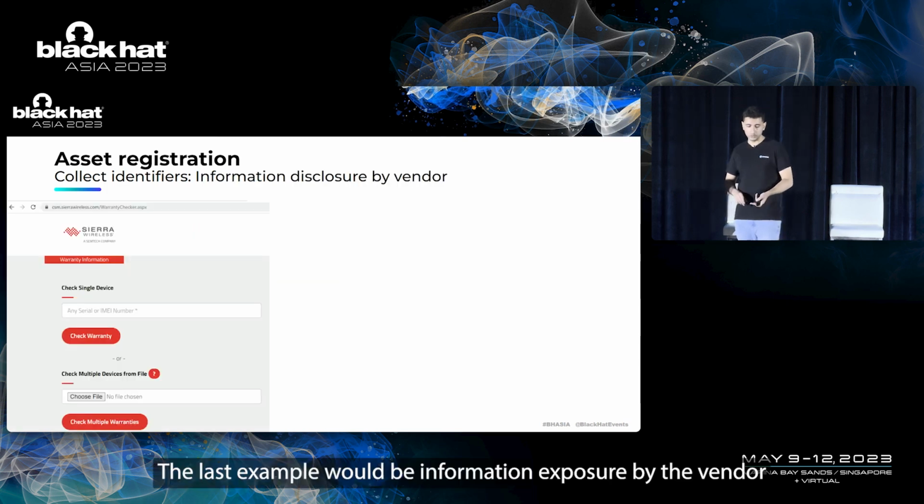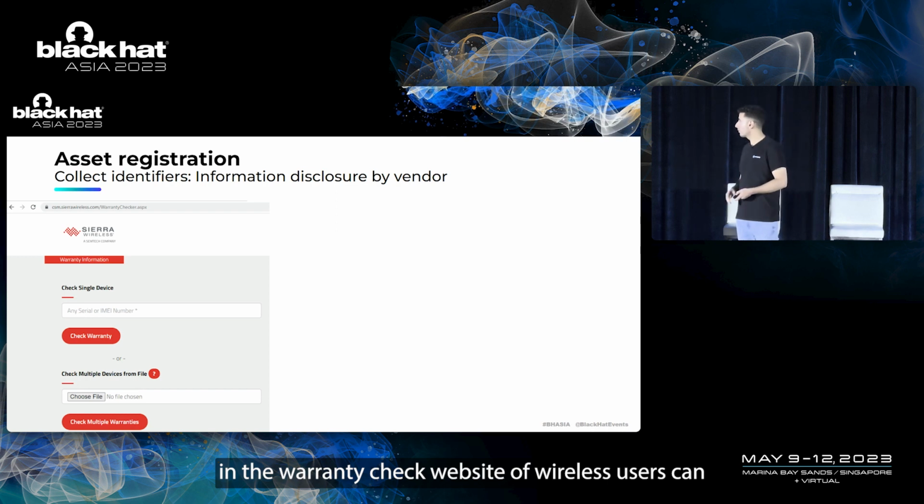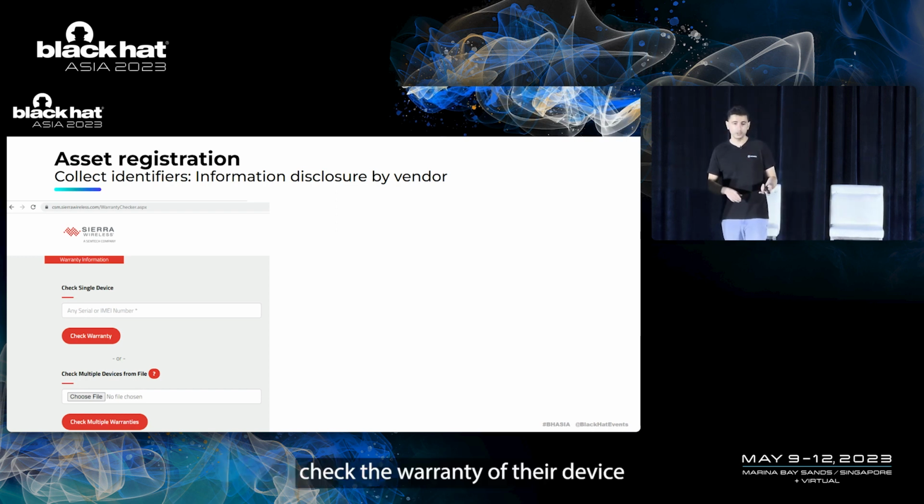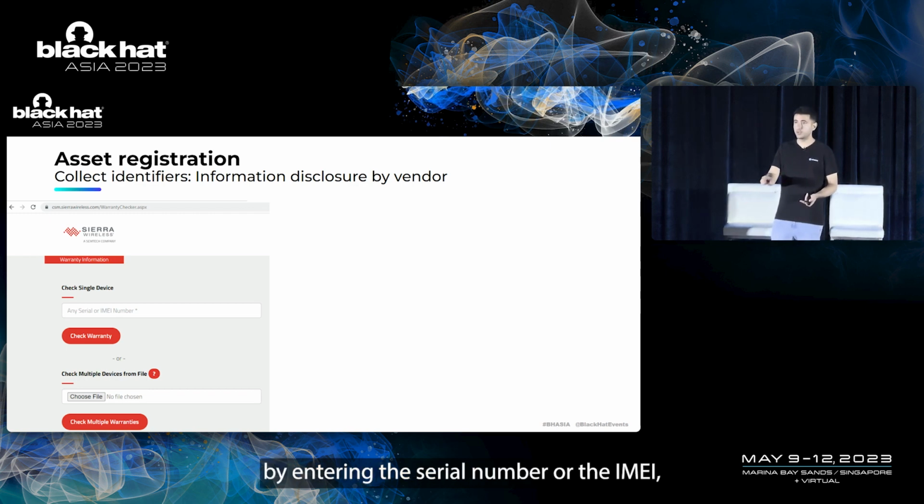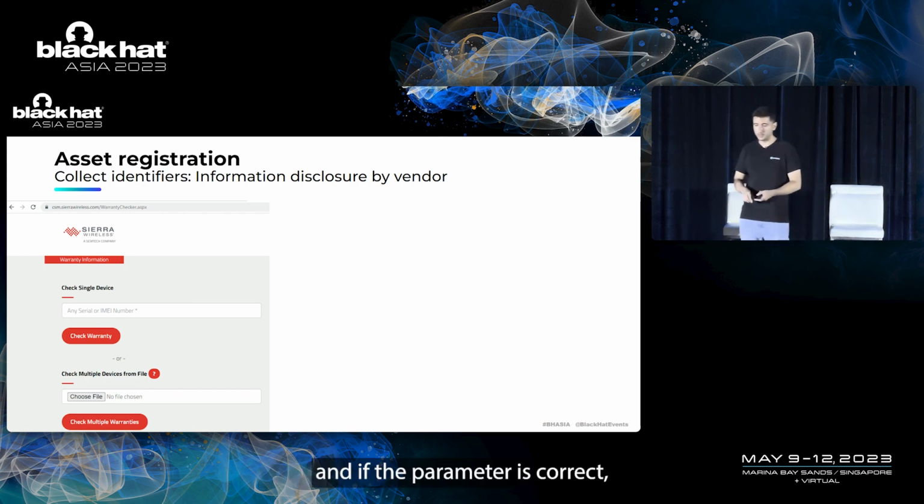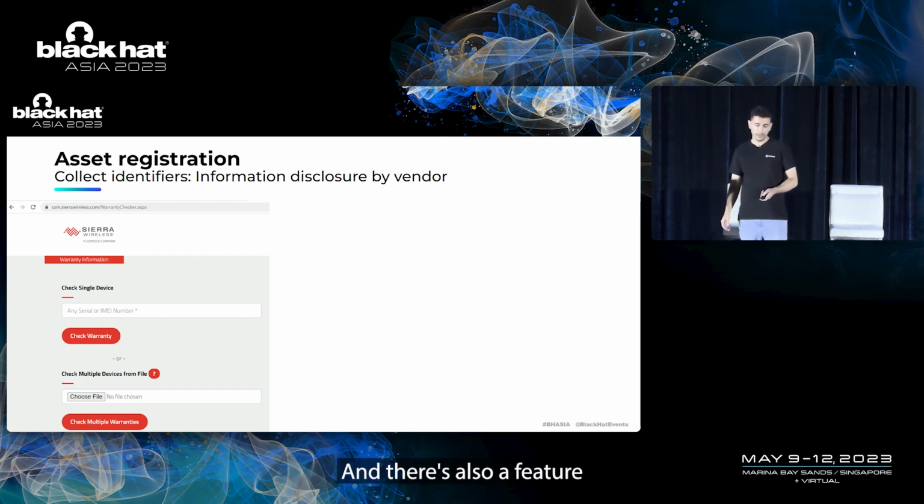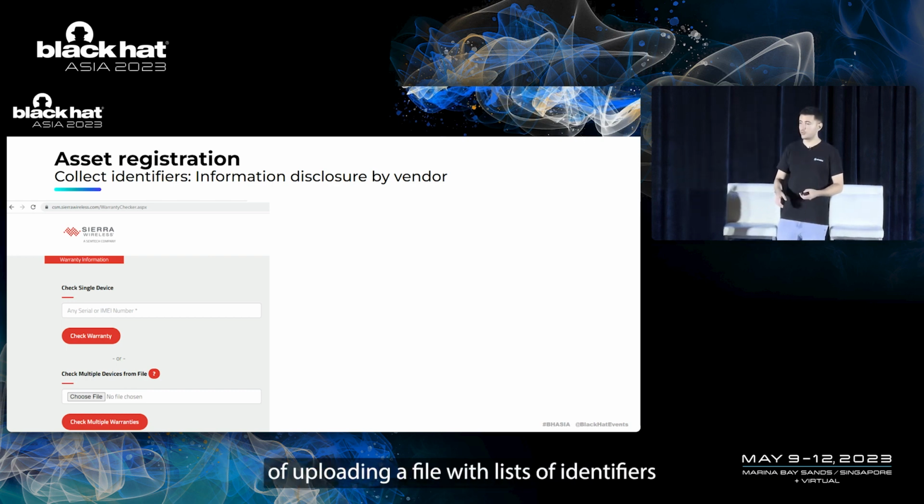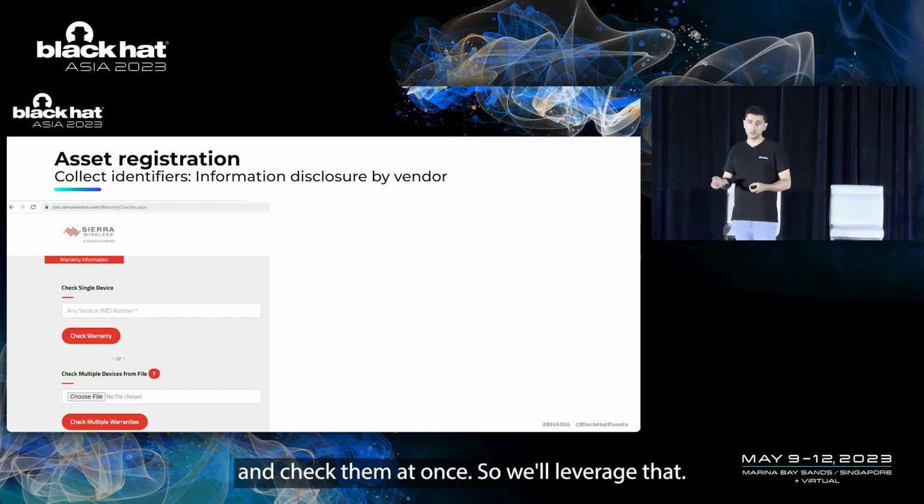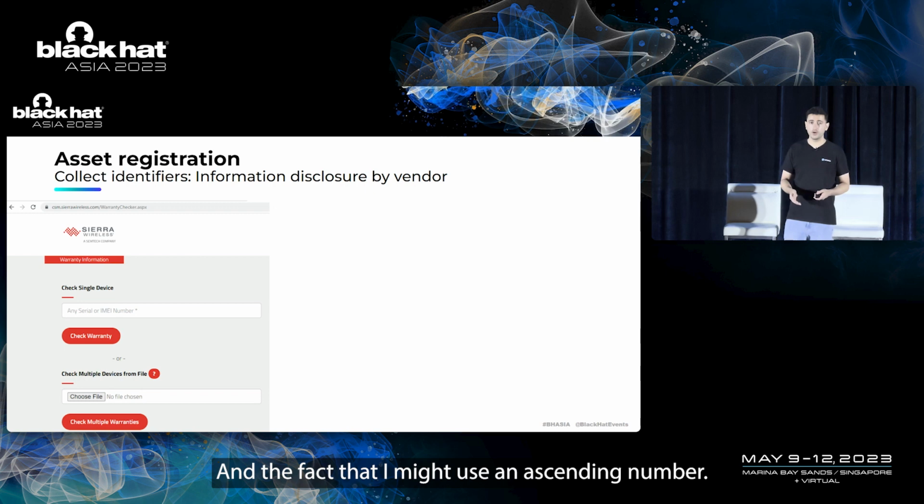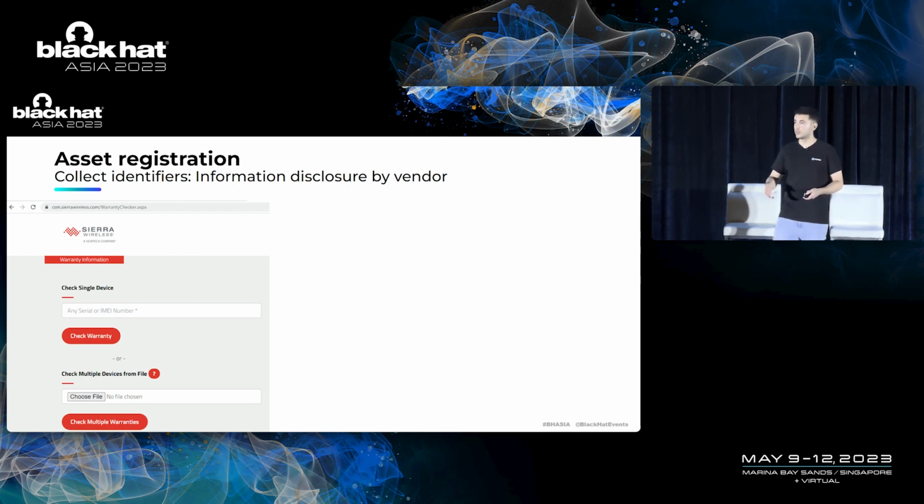The last example would be information exposure by the vendor. In the warranty check website of Sierra Wireless, users can check the warranty of their device by entering the serial number or the IMEI. And if the parameter is correct, it will return the other parameter as well. There is also a feature of uploading a file with a list of identifiers and checking them at once. So we leveraged that and the fact that the IMEI is an ascending number.